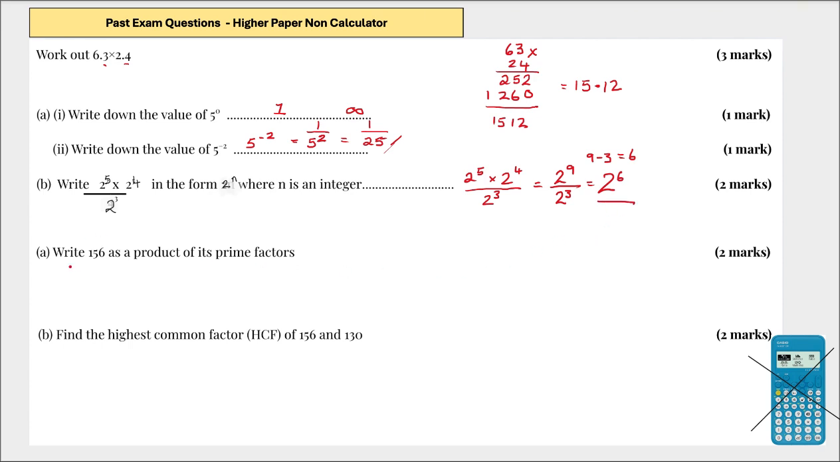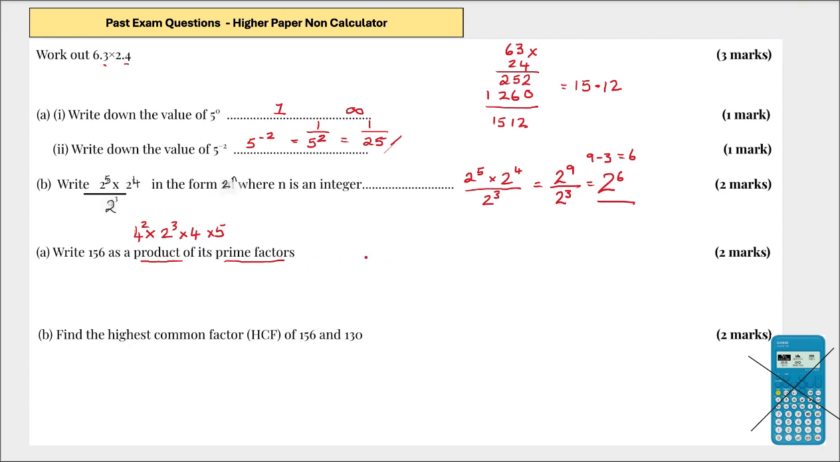Now, another classic is writing 156 as a product of its prime factors. Key word here, guys, product of its prime factors. Product means it wants you to leave your answer in times form. For example, you could have 4 to the power of 2 times 2 to the power of 3 times 4 times 5. That's the order they want it in. That's your product. It means to times. So that's how they want your answer to look.